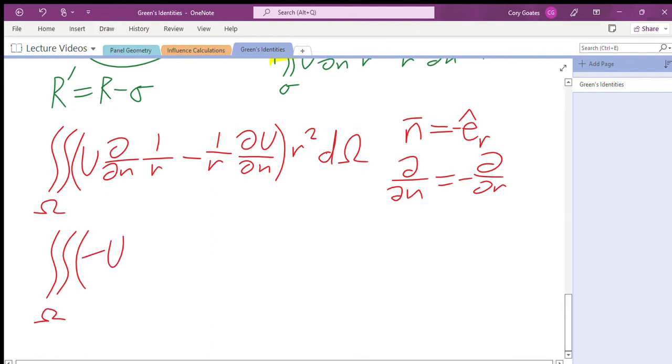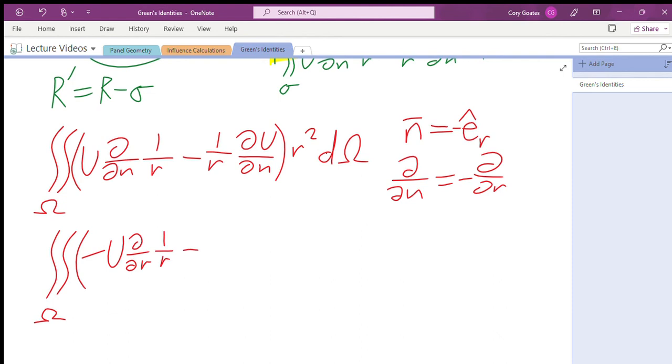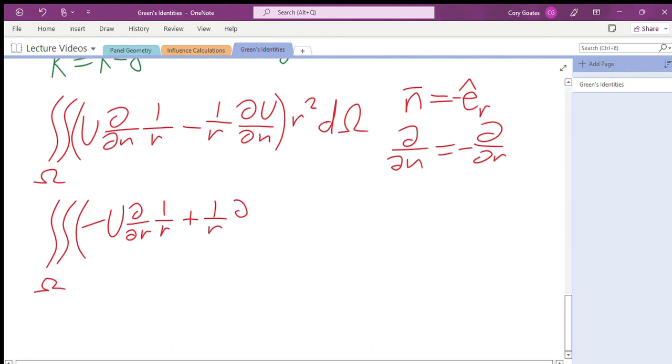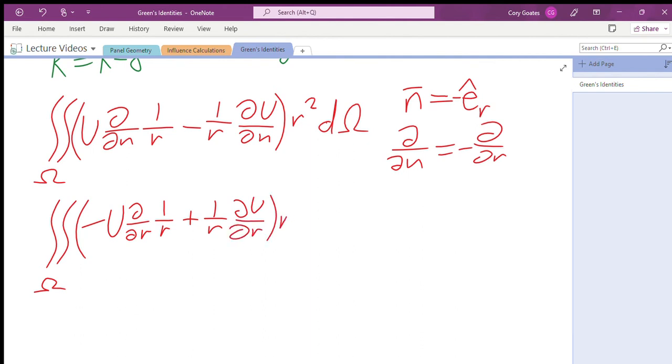Negative u partial r of 1 over r, and then we can do the same thing here, plus 1 over r partial u partial r times r squared d omega. Okay. Well, we can evaluate this partial r of 1 over r. That's just going to be negative 1 over r squared. The negatives will cancel each other out. And we'll end up with, and we can bring, or actually not quite yet.